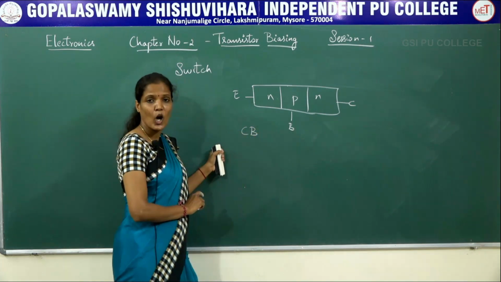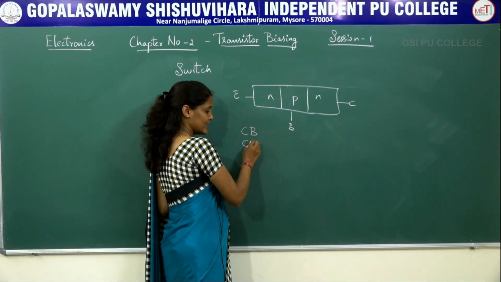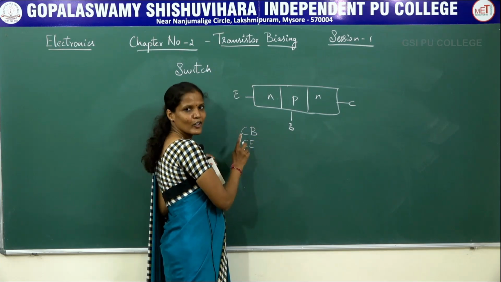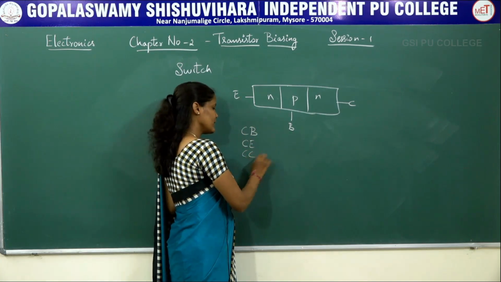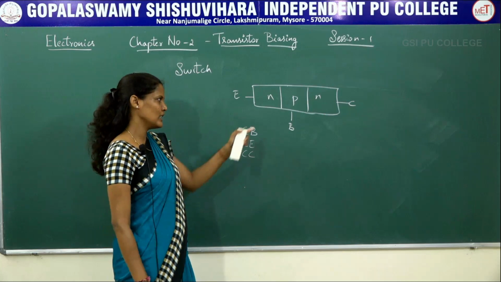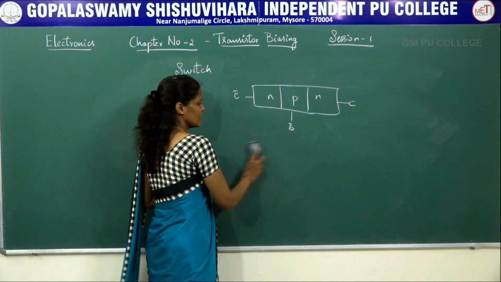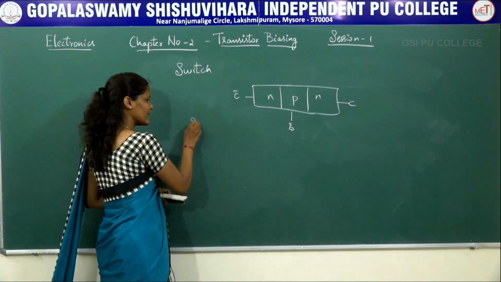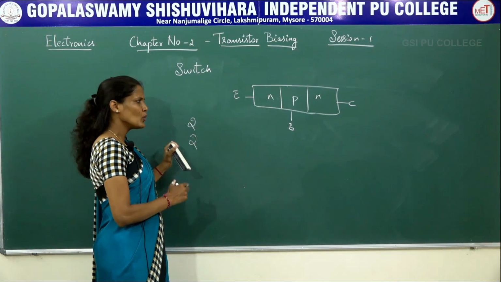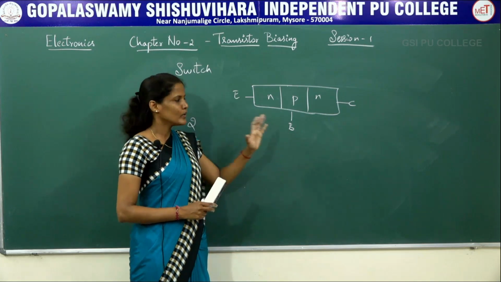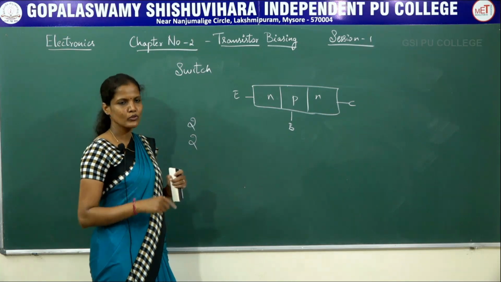That configuration will be called the common base configuration. I can also make the emitter the common point, the CE configuration, that is the common emitter configuration, and even the collector can be made common for both input and output. So we are going to call it the common collector configuration. In these particular examples I have taken the first one, the common base configuration. To apply an input signal I need a minimum of 2 terminals, and to take the output I again need 2 different terminals. So one of these 3 terminals will be made common, with the help of which I am going to apply the input and take the output between those 2 terminals.